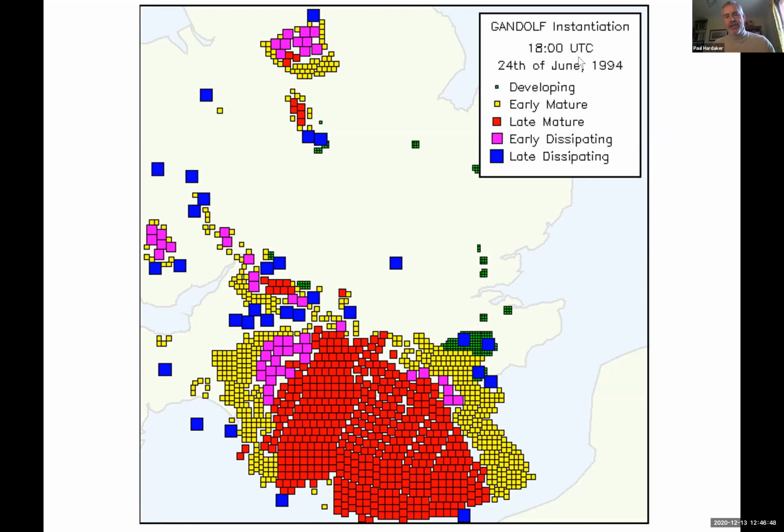So once you've done this, there is another analysis field. Then all you have to do to roll this on is every square that's early mature, you move it on to be a late mature, and then every late mature to be an early dissipating. And so this begins to give you 10-minute forecasts, or what got colloquially called nowcasts.